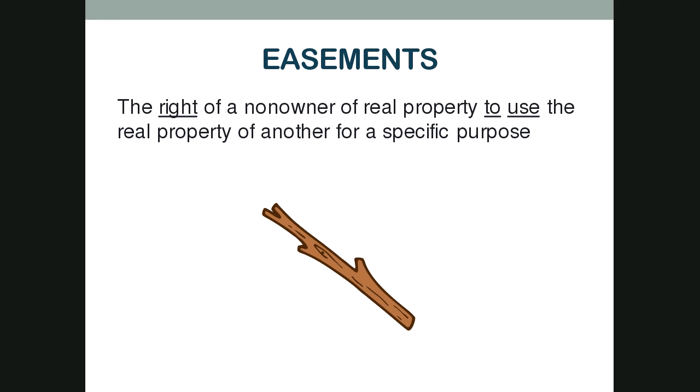So what is an easement? This is the right of a non-owner of real property to use the real property of another for a specific purpose. So, right, this is one of our sticks in the bundle, the right of use and enjoyment. That's your right, and you can give that right to someone else, because it's your right. You can share it with another, and an easement is one way to do that.